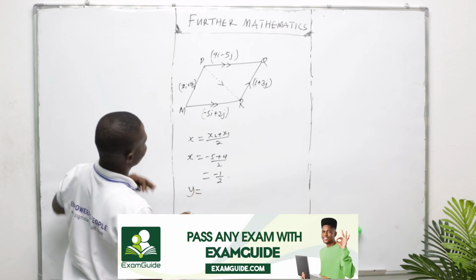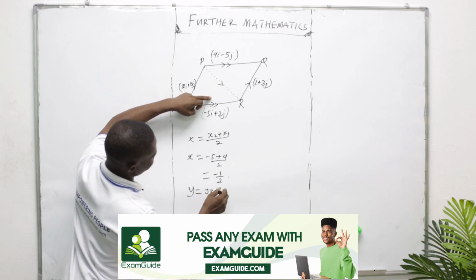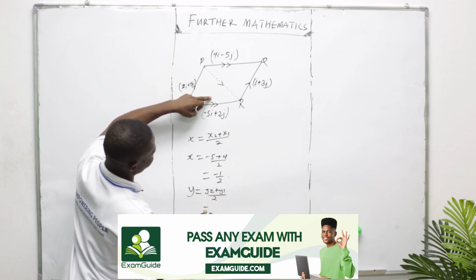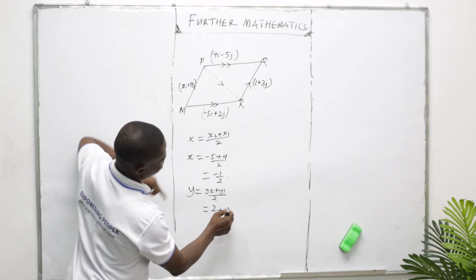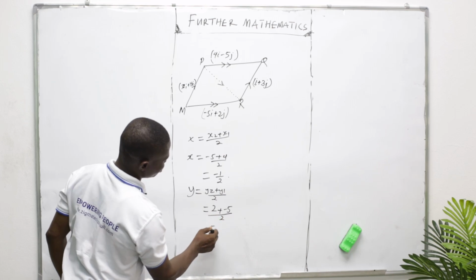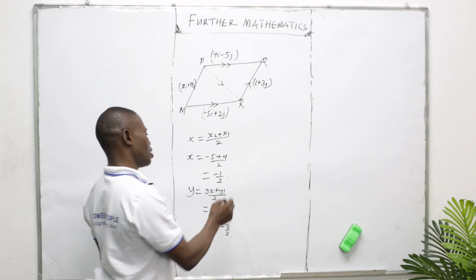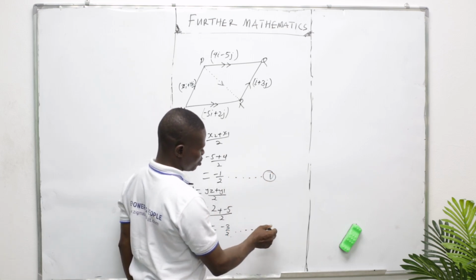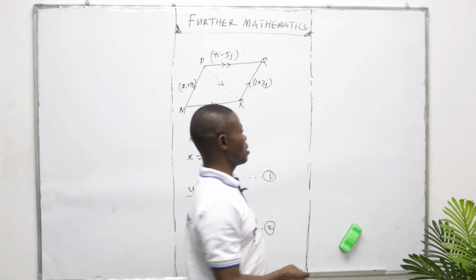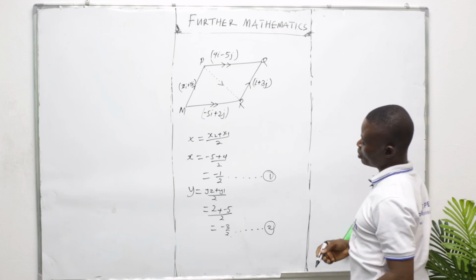Talk to y. y equals y2 plus y1 all over 2. This will give us y2, which is 2, plus y1, which is minus 5, all over 2. This will give us minus 3 all over 2. If you like, you can call this equation 1. You also call it equation 2. Good. Now, I have settled this side, the two parallel sides.